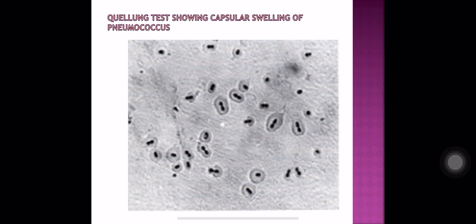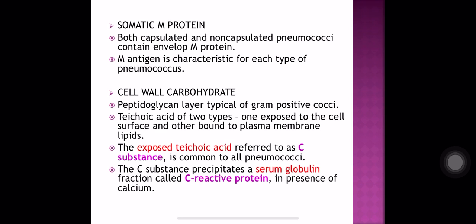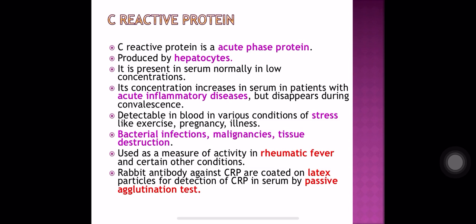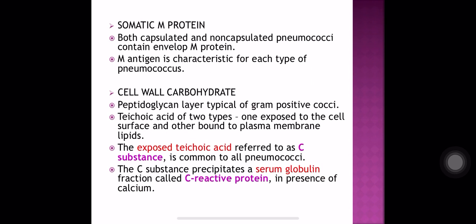This test can be performed either in the sputum or in the culture. Here you can see the photograph of the Quellung test. The pneumococcal capsule has swollen because of the antiserum being added, and the swollen capsule is the Quellung test reaction. Besides that, somatic M protein is also there. Then cell wall carbohydrate antigens are there in the case of pneumococcus. Then another substance, which precipitates the serum globulin fraction, is called C-reactive protein.